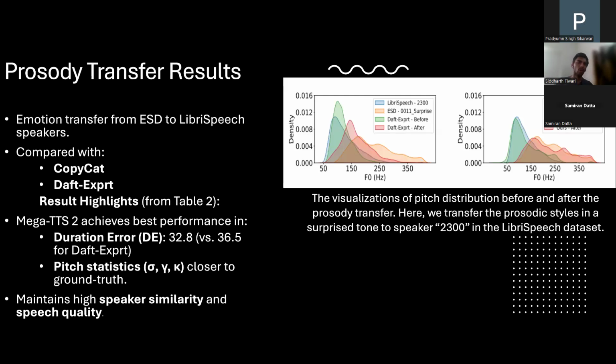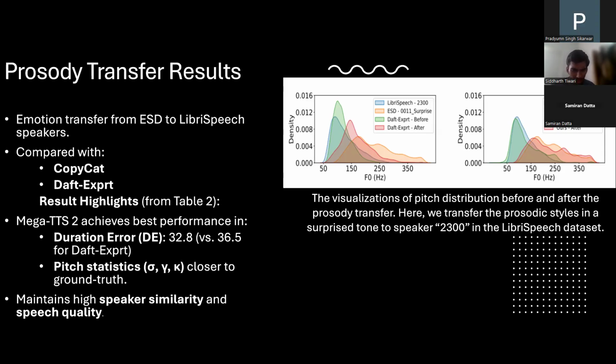Now, speaking about prosody transfer. The authors have also evaluated the ability to transfer expressive speaking styles, that is nothing but prosody, from one speaker to another. Their method enabled controlled style transfer, such as making a speaker sound happier or sadder while keeping their original timbre. Mega-TTS 2 has also outperformed models like Copycat and others in prosody transfer tasks based on both objective and subjective metrics. The graphical visualization is also presented.